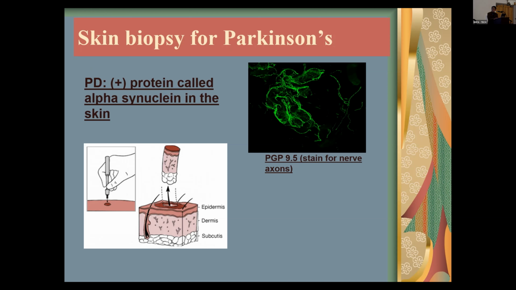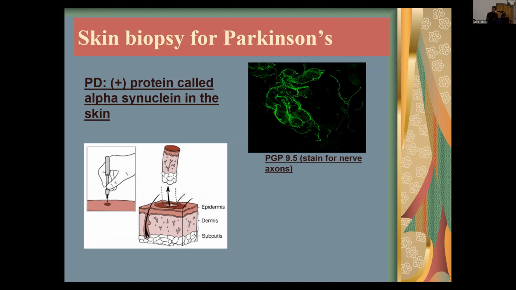So what do we look for in the skin biopsy? We look for a protein called alpha-synuclein. Alpha-synuclein is a normal protein in many of your cells, particularly in the brain. Although when it aggregates and clumps together, it forms a pathological body called the Lewy body, which is made up of clumped up or aggregated alpha-synuclein. So we do a simple skin test. We do a punch biopsy.